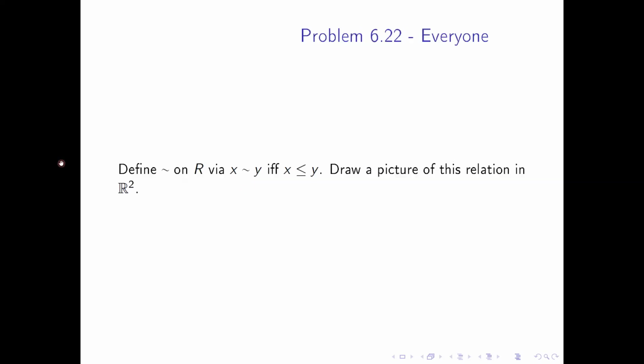All right, so here's what I want you to do. Just like I drew this digraph here, if you were to deal with the relationship on the real numbers where X is related to Y if X is less than or equal to Y, what kind of picture could I draw in R squared? So think about that. Because we're dealing with real numbers, I wouldn't recommend a digraph. Is there another kind of graph to visualize this relationship?